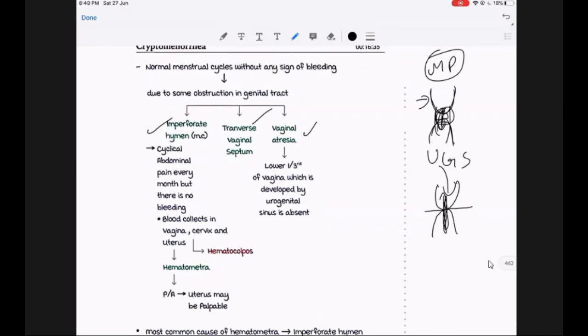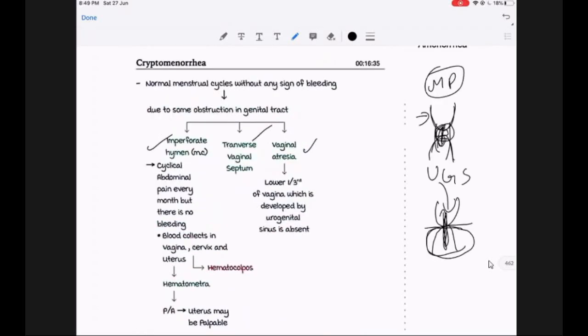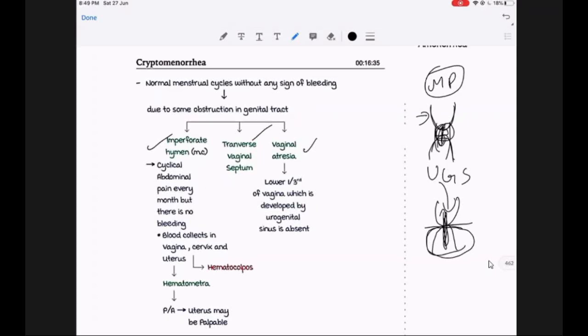It can mean that the last part, the urogenital side, gives out a part of the vagina, right? That part is absent. Okay, that is what cryptomenorrhea means. Cryptomenorrhea means your uterus is there, everything is there, she's menstruating, but it's not coming out. Why is it not coming out? There is no proper lumen for it to come out. Why is it not there? Because of some formation of vagina issue.